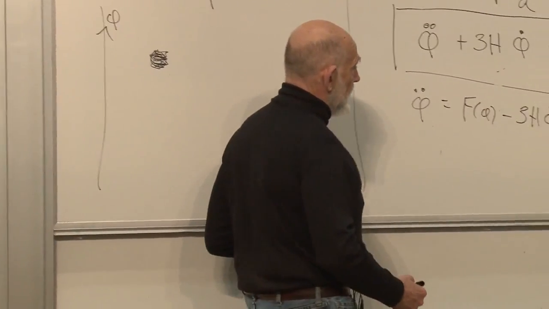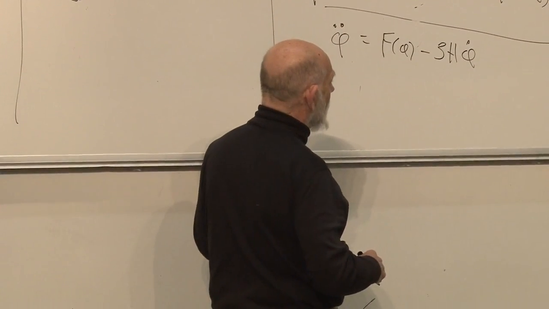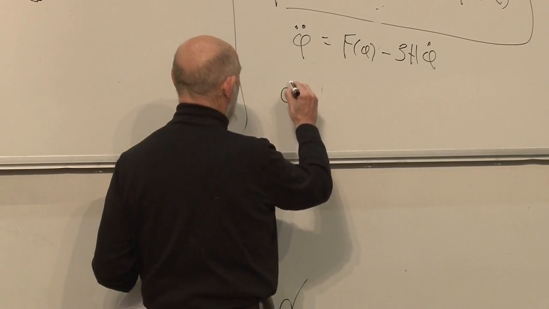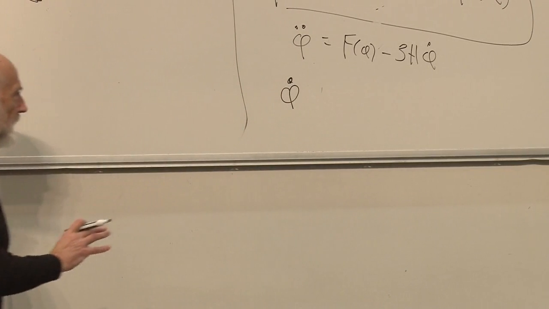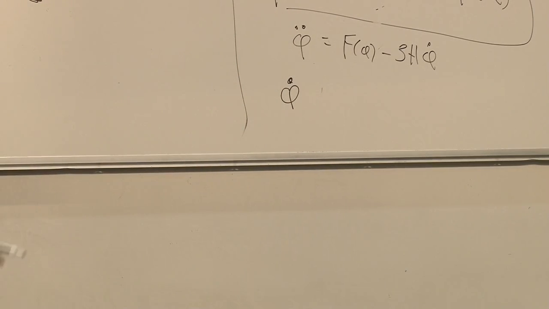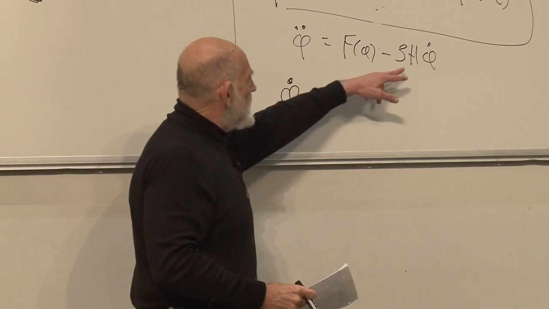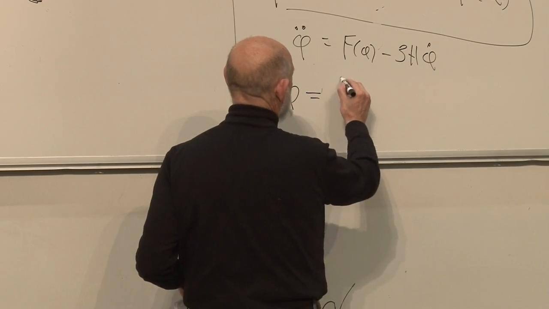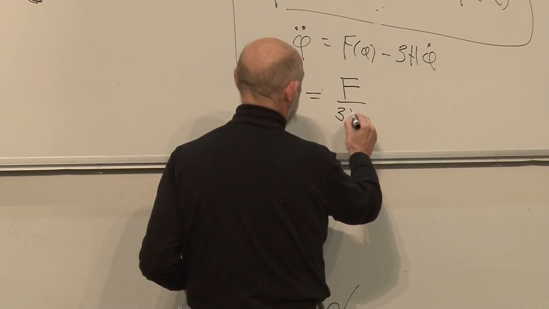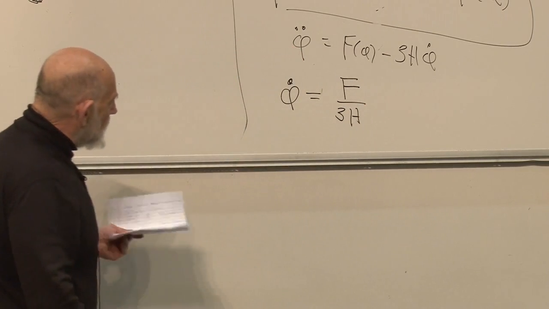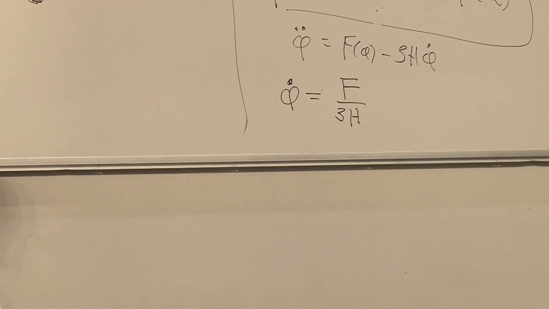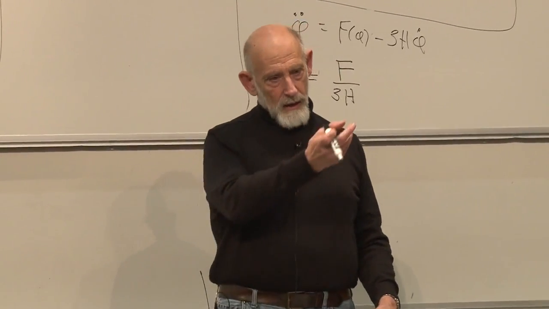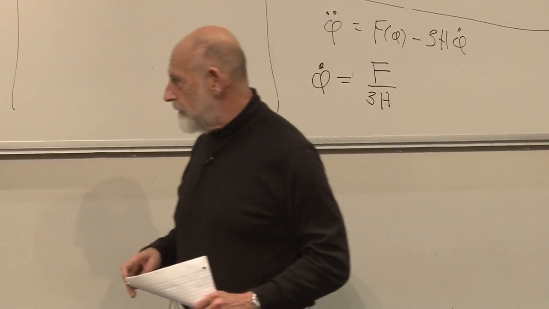All right, so you calculate the terminal velocity, and it's going to be, let's write it, phi dot. I won't put another symbol in. This is the terminal velocity, or the velocity that it achieves at the point where viscosity balances force. That's equal to the force divided by 3h. The bigger the viscosity, the slower the terminal velocity. And so if the viscosity is very strong, the terminal velocity will be very slow, and the stone will just move very slowly through the viscous fluid.